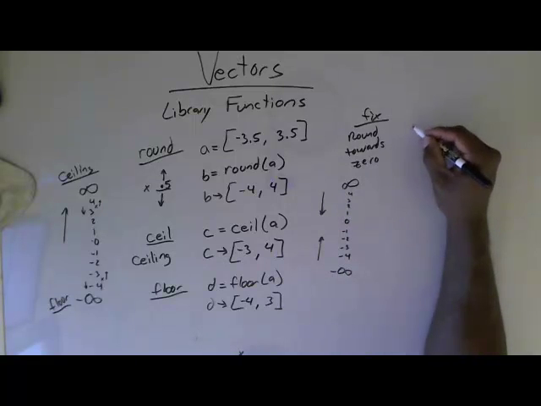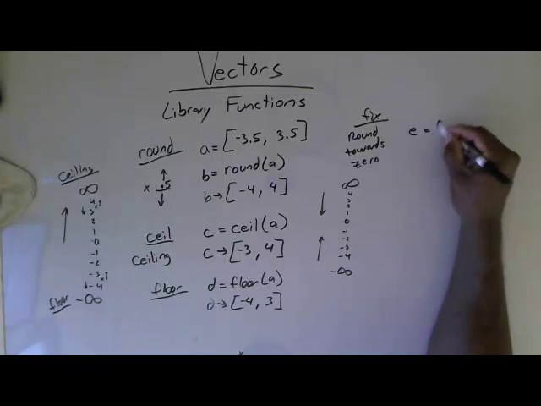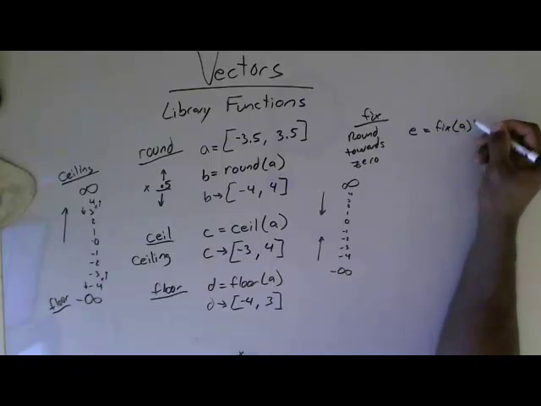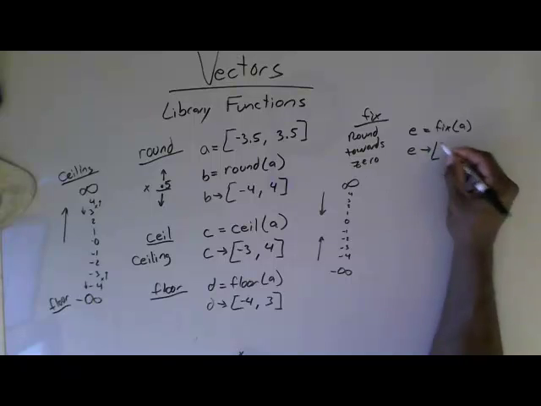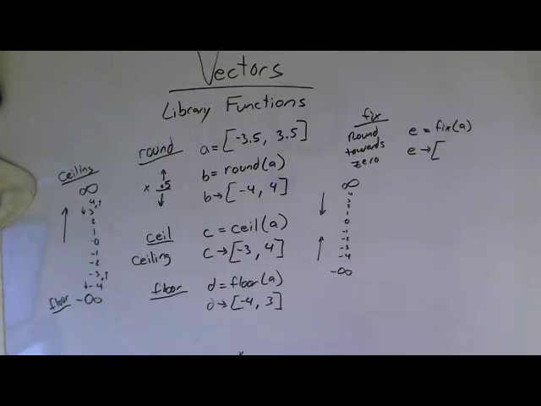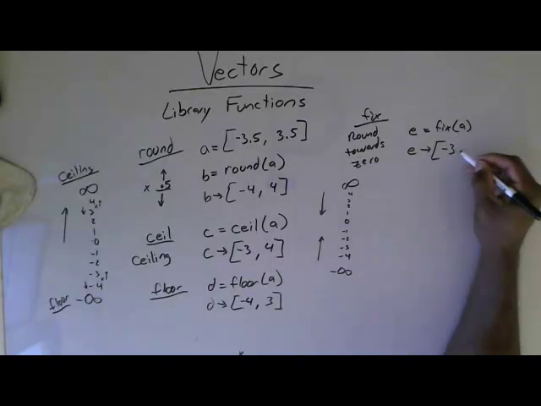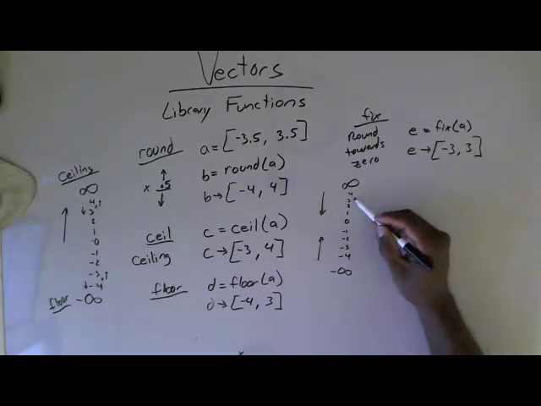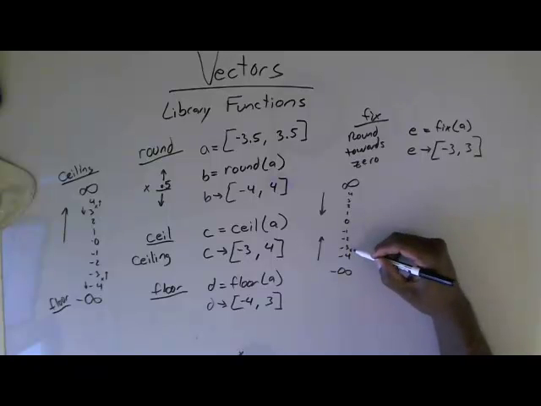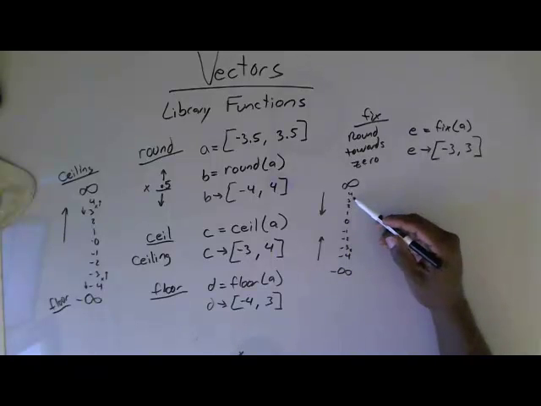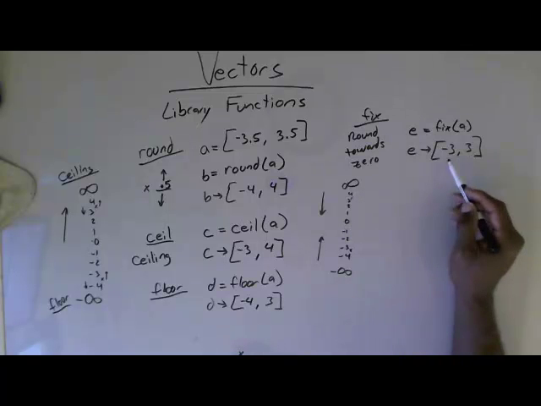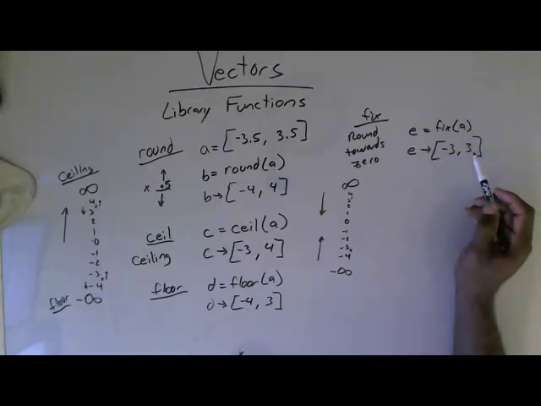So if you had E equals fix A, then E is going to become -3, 3, because if -3.5 is here, you're going to move towards 0, and positive 3.5 is here, you're moving towards 0 as well. You're simply really truncating, you're taking the back part off, and so fix gives you -3, 3.